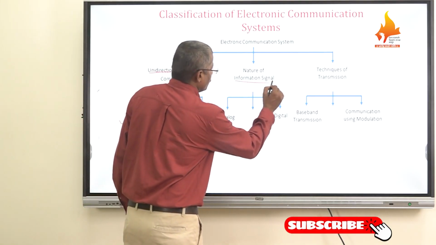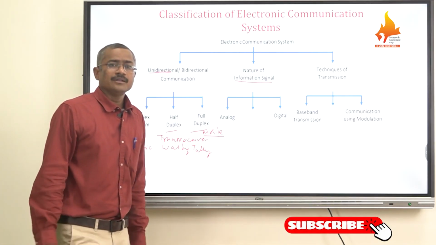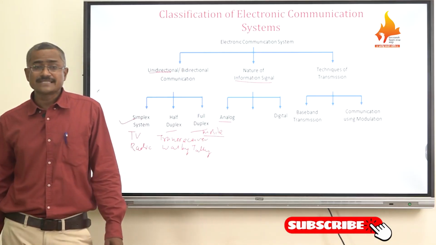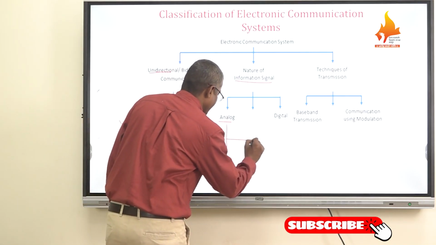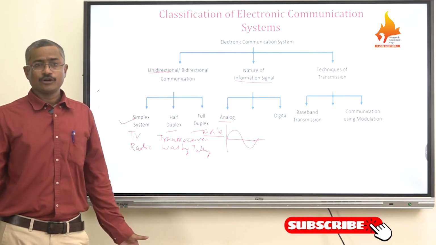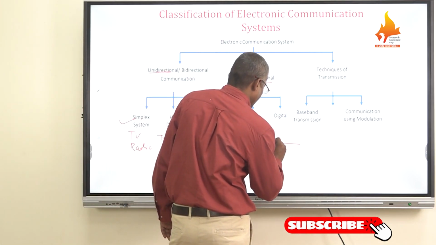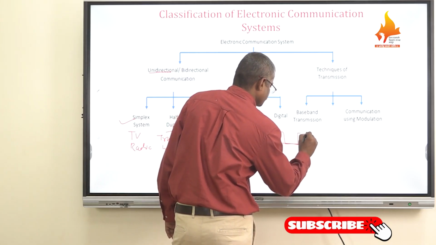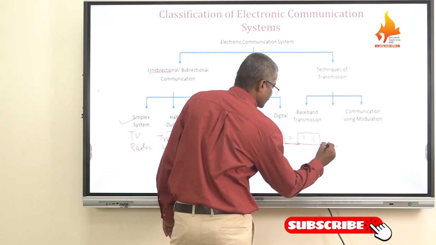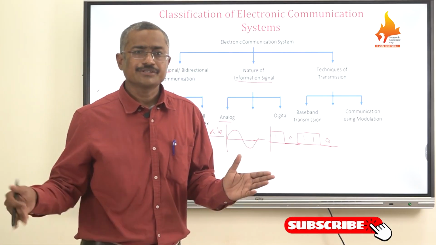Now based on the nature of the information signal, we can have two types of communication system: analog communication or digital communication. Now what is analog communication? If the information signal is a sinusoidally varying signal, then such a system is called an analog communication system. And if the information signal is in the form of binary 0 and 1, like this square wave, such a type of signal or information communication system is called a digital communication system.